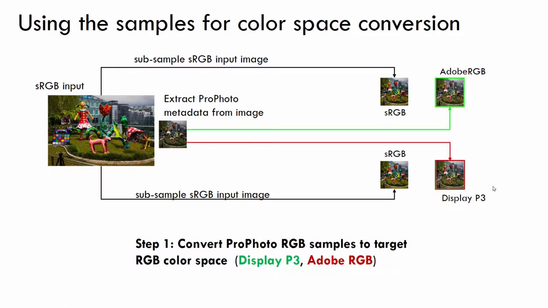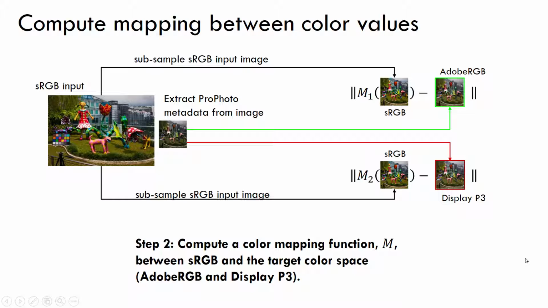So I can take my extracted metadata, convert it to my target color spaces, and I can take my full-size image, the sRGB image, and I can subsample it to match the size of these samples. So now I have correspondence between my sRGB image and my two target color spaces. And based on that, we can compute a color mapping function that maps these samples from sRGB to Adobe RGB, or we can map from sRGB to Display P3.